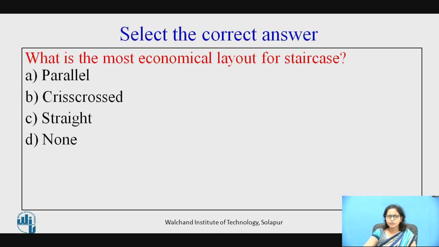So these are the MCQs. What is the most economical layout for the staircase? These are the options. So let us see what is the correct answer for this. Yes, the straight staircase is the most economical one.